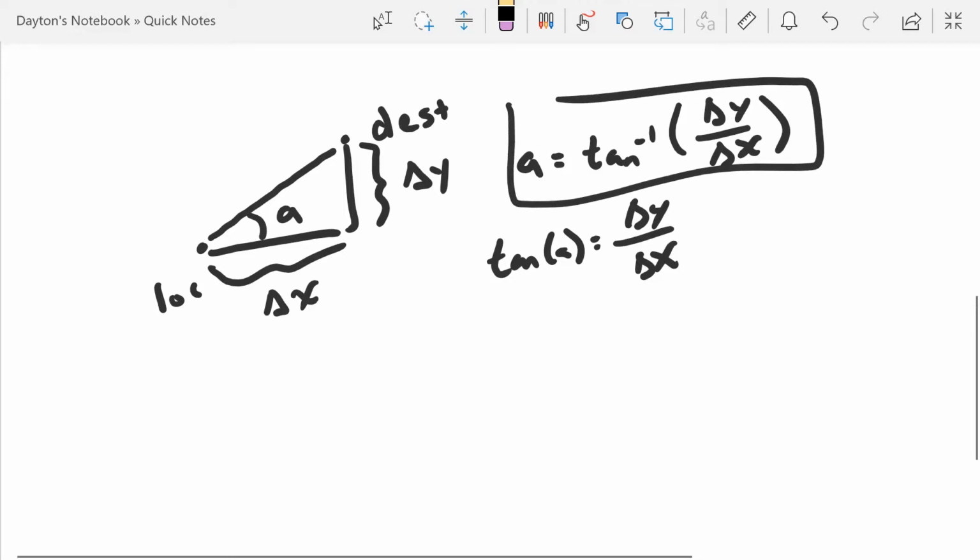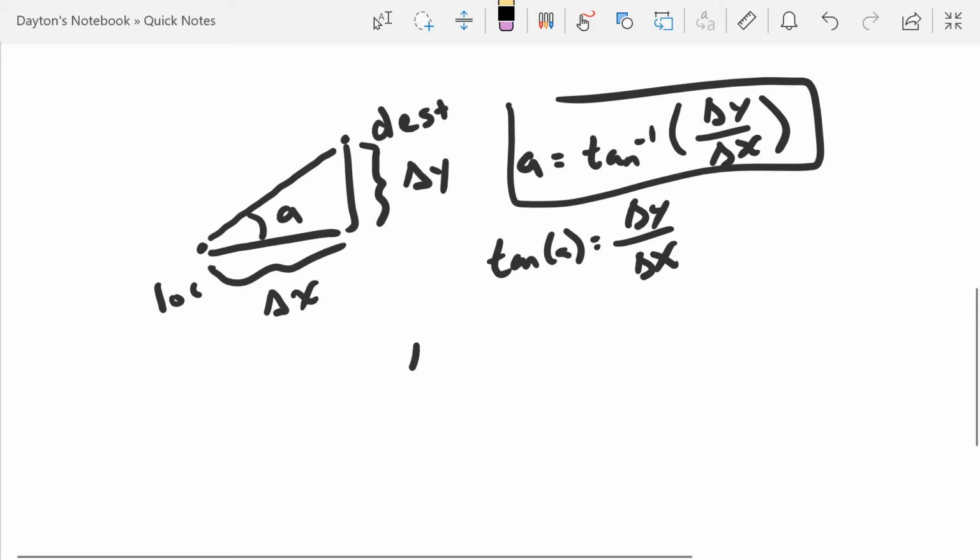And Java has an implementation of the inverse tangent, and we can find delta y because we have the y-coordinate of the destination and we have the y-coordinate of the location, and we can find delta x because we have the x-coordinate of the destination and the x-coordinate of the location.